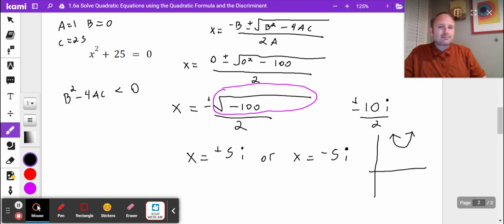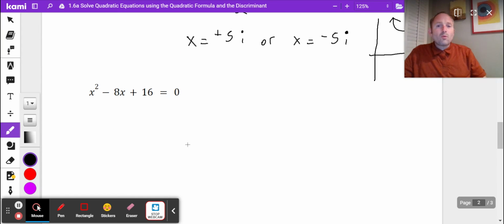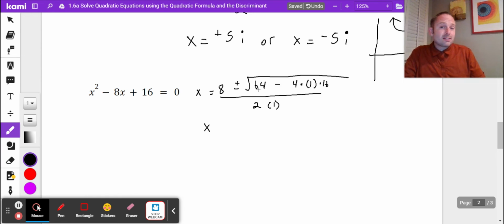Let's go on. So what if we have this? Let's plug this into our quadratic formula and figure it out. I'll pause right now, but I want you to try to do it. Go ahead. So I have 64 minus 4 times 1 times 16, plus or minus square root of that, plus or minus this 8, all divided by 2.